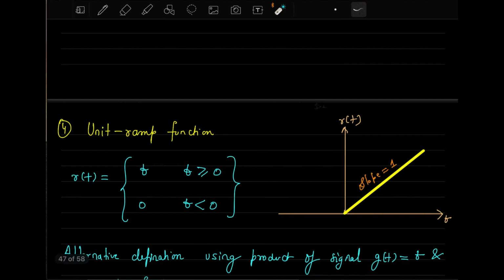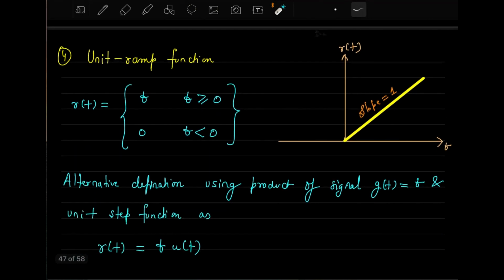Okay, so another function that we have is the unit ramp function. These unit ramp functions are defined like this. It's very simple: for t greater than or equal to 0, you have a value of t, and for t less than 0, you have a value of 0. It can be shown on the right side where you have a yellow line which defines the ramp function, and it should be 0 here. So it's like this.